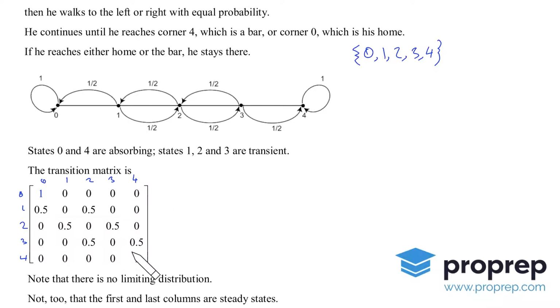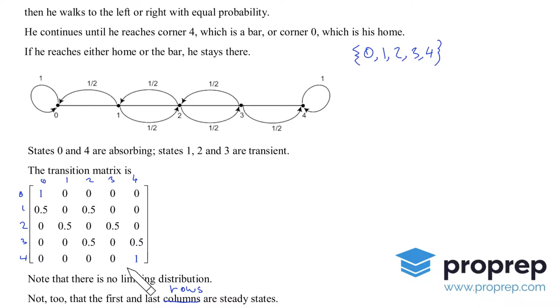The first and last rows, sorry, I wrote columns, I meant to say rows, are steady states. This state where he is home with probability 1 will just perpetuate itself, because it's an absorbing state. If he's home, then he's home, and he's home, and he's home. And if he's in the bar, then he's in the bar, he's in the bar. So those are two steady states.